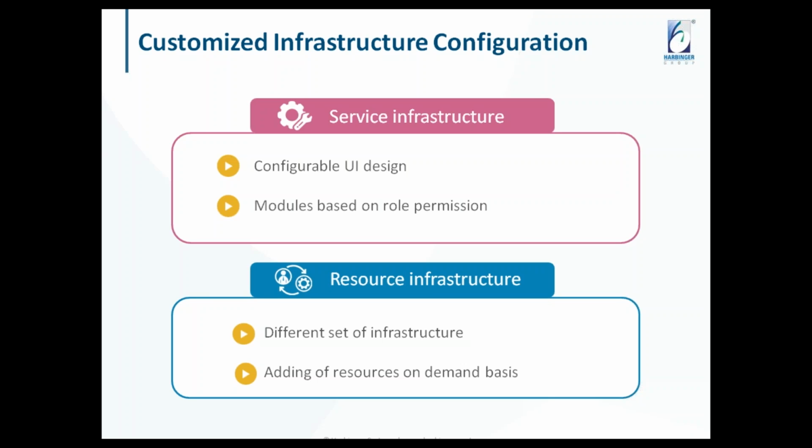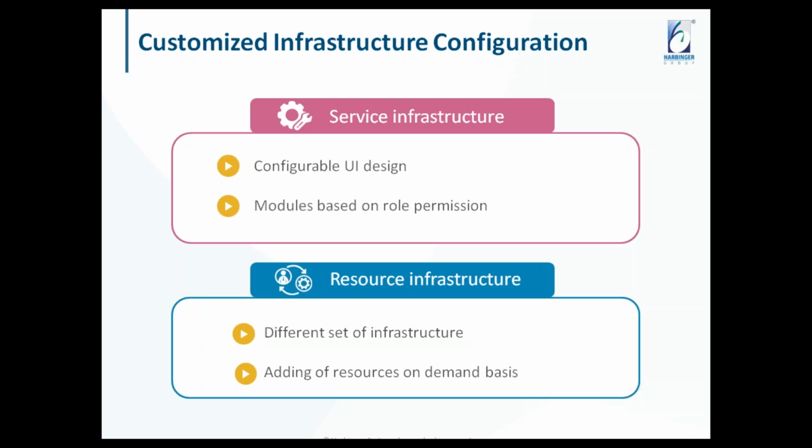Now moving on to resource infrastructure. Resource infrastructure can be considered as the hardware resources or the CPU usage that is required. There is a possibility that a particular tenant in the application consumes a lot of resources while another requires only the base or minimal resources to run the application. In this scenario, we can add resources to the tenant which requires more and reduce the resources from the tenant which does not require them. This can be done by adding the resources on an on-demand basis. So this was all about customizing the infrastructure.